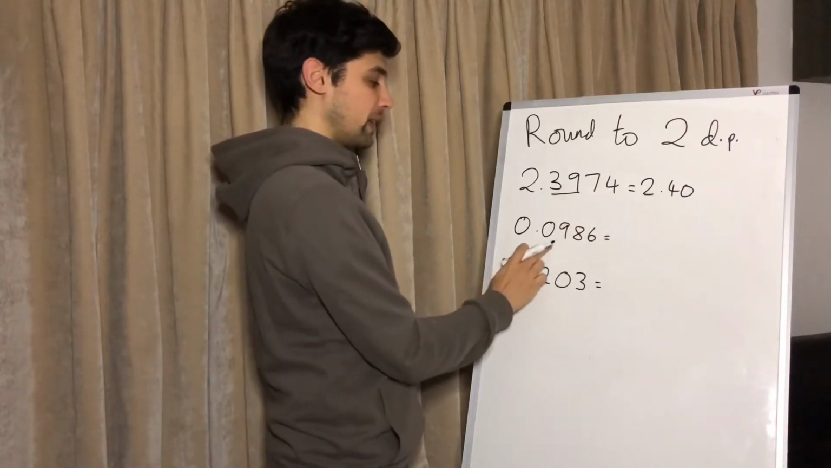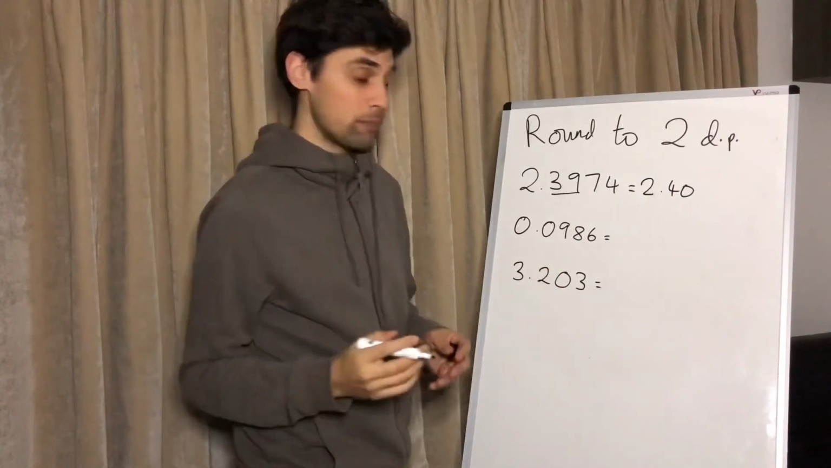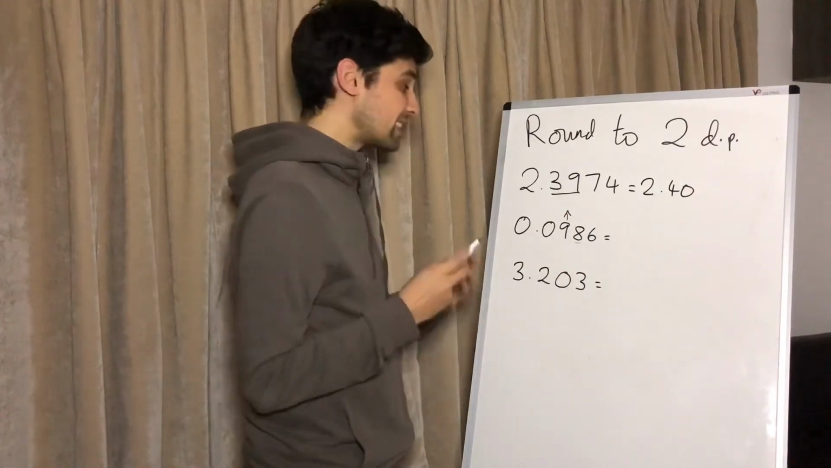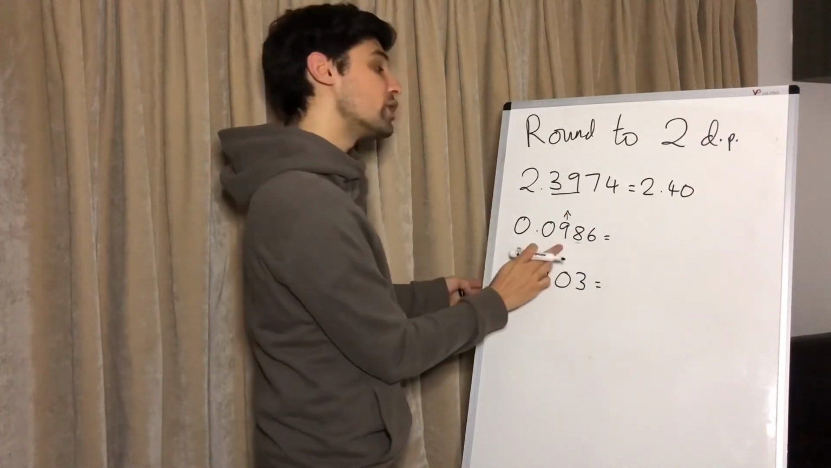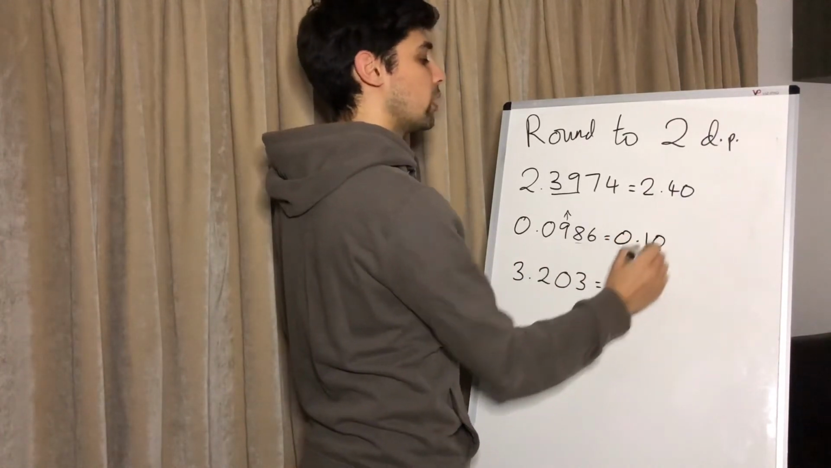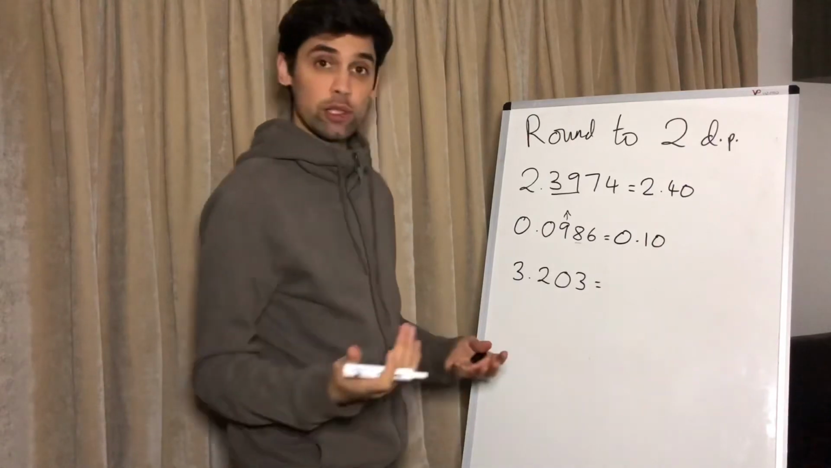Second number after the decimal point is the 9. That's going to go up or stay the same depending on the number after it. Number after it is an 8, so that's going to push the 9 up. Once again, it's going to push it up to a 10, which then pushes this 0 up as well. So that becomes 0.10. And yes, we do need to draw that 0 in as well.